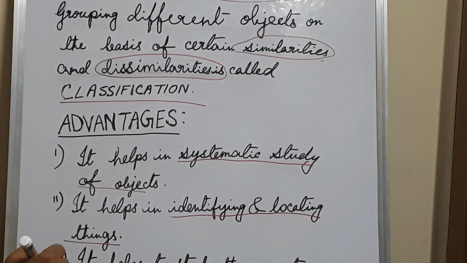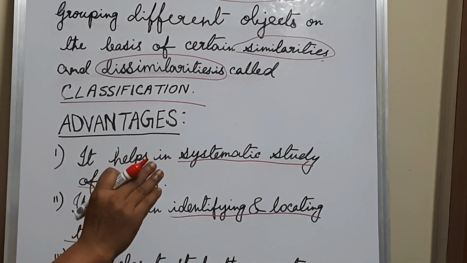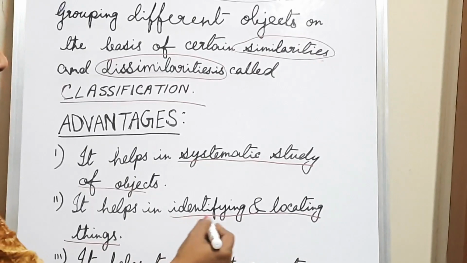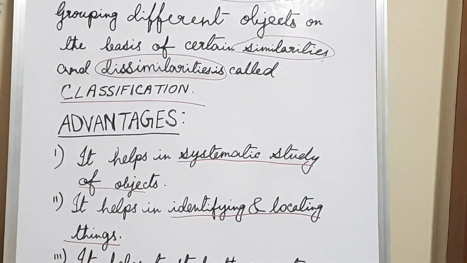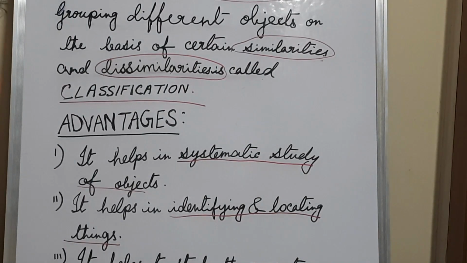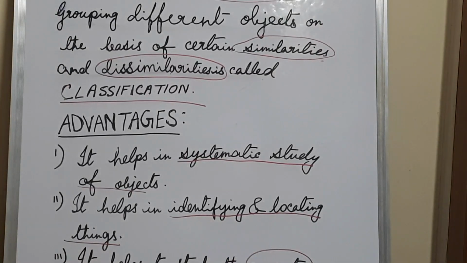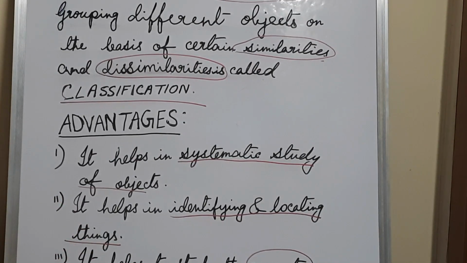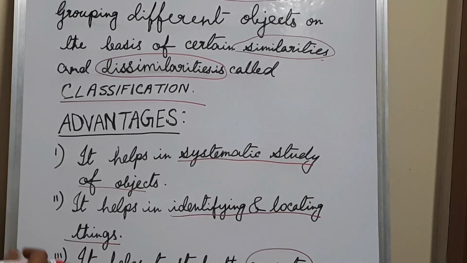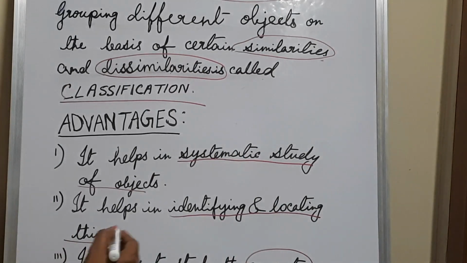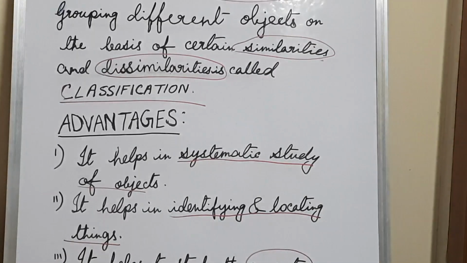So it is very easy for us if we classify the objects on the basis of their similarities and dissimilarities, then it is very easy for us to identify them and also locate the things. Number 3, it helps us to study the properties of objects. So it is very, very important. If you classify them properly, then it is very easy for us to study the properties, for example, the texture, the state, transparency, color, shape, size. So these are the properties of an object.